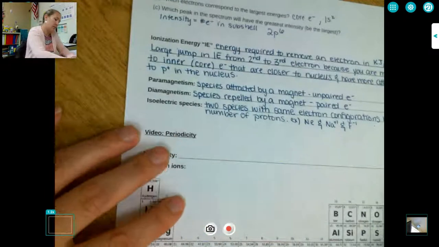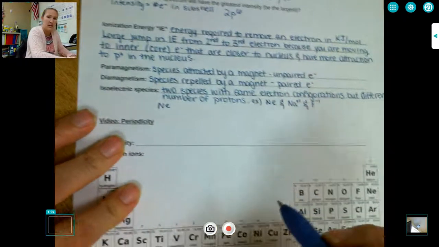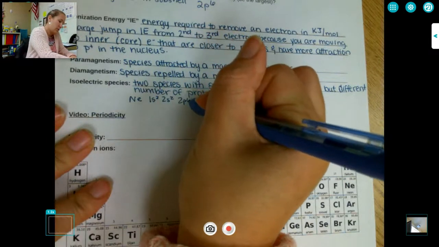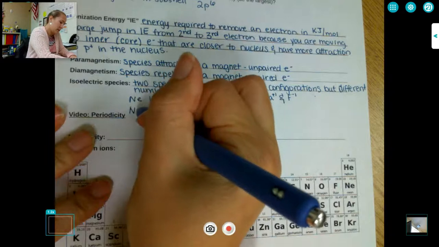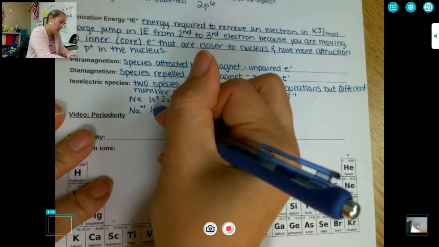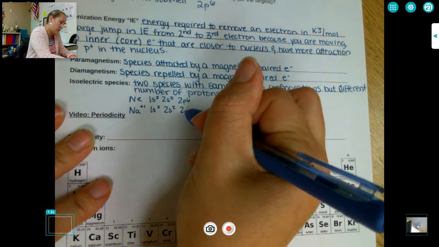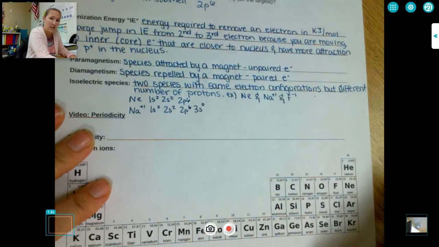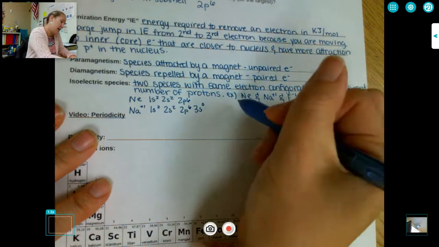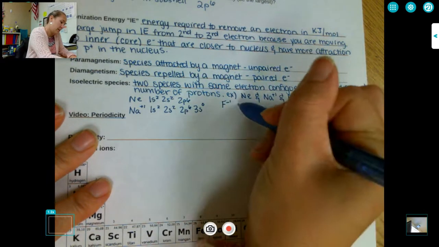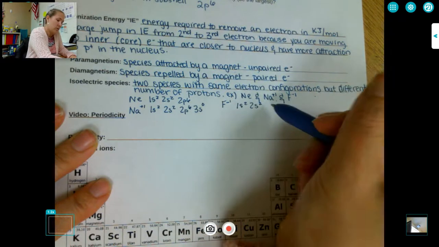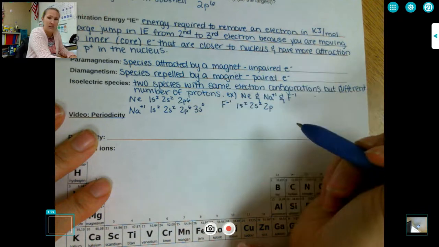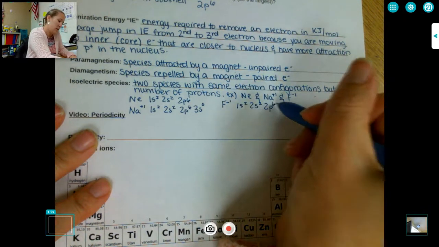And we can write those out. So neon is 1s2, 2s2, 2p6. Sodium +1 is 1s2, 2s2, 2p6, 3s0 because it loses that last electron. And then fluoride, 1s2, 2s2, it would typically be 2p5, but I've added in 1 more electron to make it an ion, so it's 2p6.